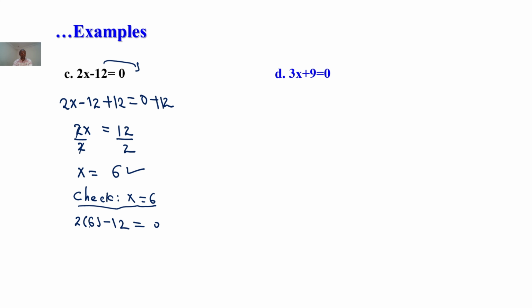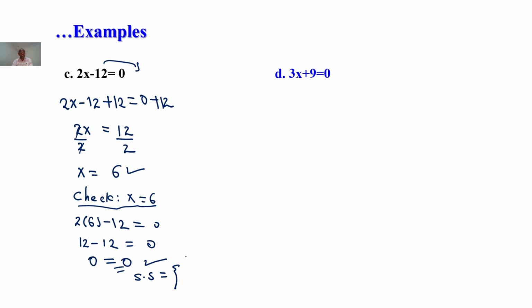I check this one. 2 times 6, that is 12. 12 minus 12 is equal to 0. You have to reduce a number by itself. It is 0 equals 0. They are equal. If that's so, this implies that the solution for our problem is 6.